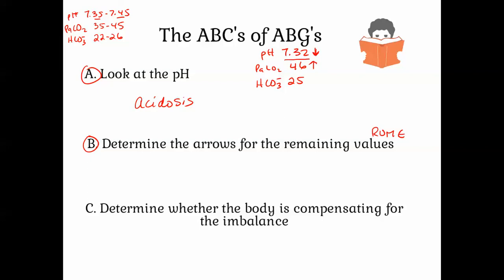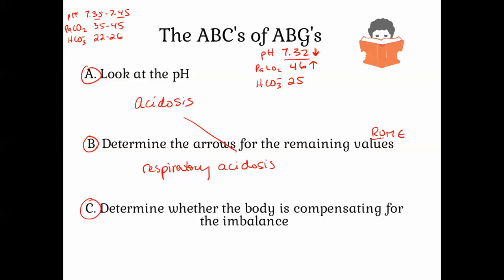Once again, in a respiratory imbalance, the pH and the primary component of the respiratory system, which of course is carbon dioxide, are going in opposite directions. Respiratory opposite. So we can tell right now that this is respiratory in nature. Respiratory acidosis, of course, bringing that down.